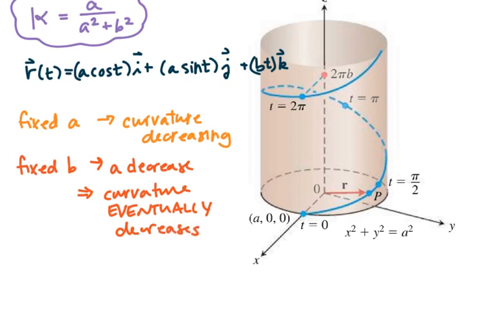We have two other situations we could look at. We could say, well, what happens if b was equal to 0? So if b is equal to 0, then that means there's no vertical change, and this would just be rotating around. This helix would turn into just a circle of radius a. So it would not be moving up in that 3-space. It would stay in that xy plane.